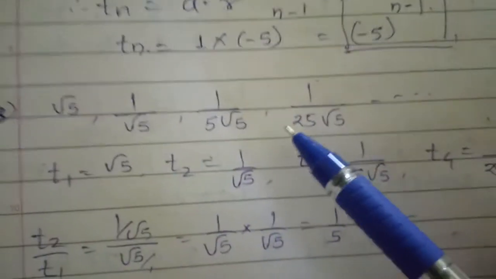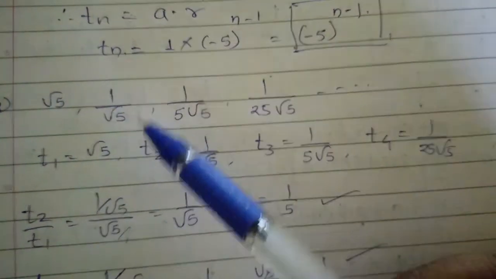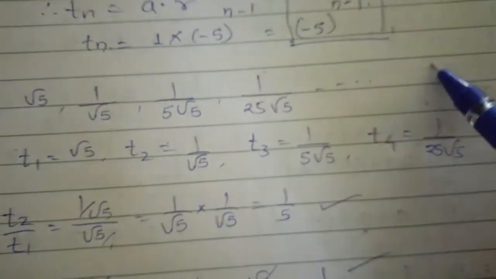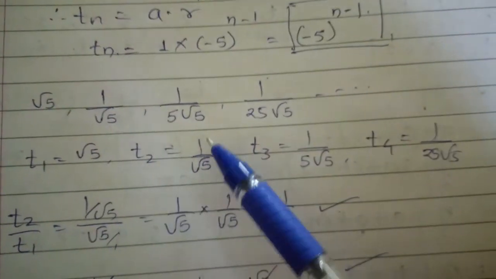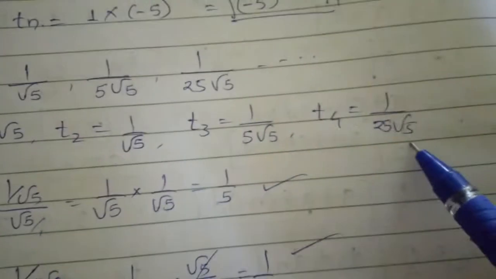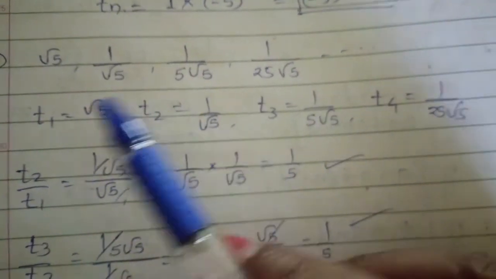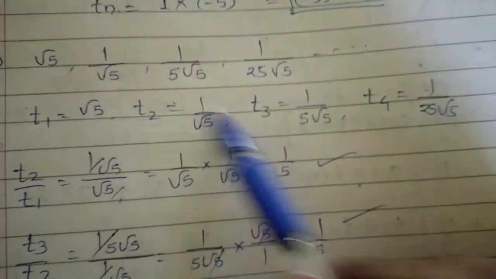Next I am going to solve example number 3, that is root 5, 1 upon root 5, 1 upon 5 root 5 and 1 upon 25 root 5 and so on. Again here the first term is root 5, second is 1 upon root 5, third one is 1 upon 5 root 5, fourth one is 1 upon 25 root 5. So here I am also going to find t2 upon t1, t3 upon t2, t4 upon t3. Remember that all ratios must be constant, then and only then it will be a GP.